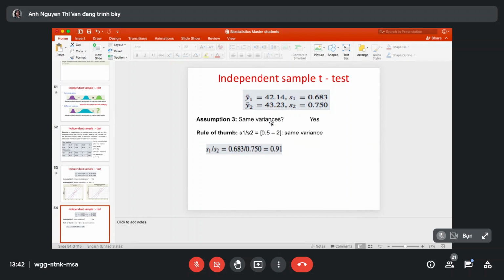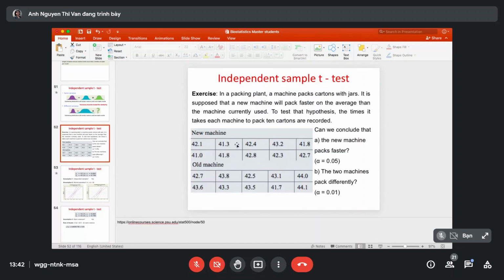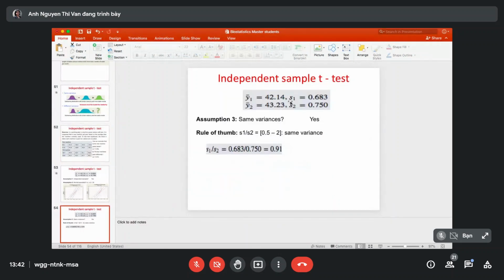So we need to check the assumption about the variance. Do the two groups have the same variance or not, okay? Here they have the same sample size already. They have the same sample size. And now we have to check if they have the same variances or not. And if you look here, the variance you can calculate directly from the data, and you can see that they are nearly the same.